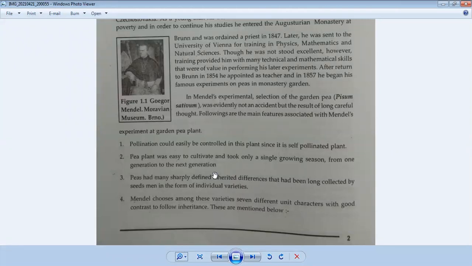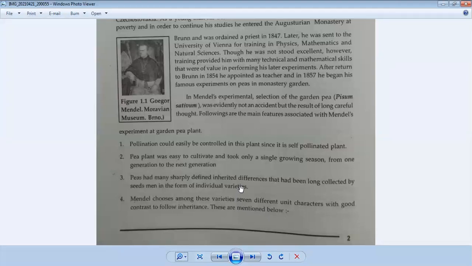Means that it is an annual plant. ठीक है, annual plant था. It completes its life cycle in a very short period of time. That's why we can take more than one life cycle. ठीक है, हम लोग more than one generation वहां पे ले सकते हैं. Peas had many sharply defined inherited differences that had long been collected by the seed trade in the form of individual varieties. Means this pea plant consists of various contrasting characters.